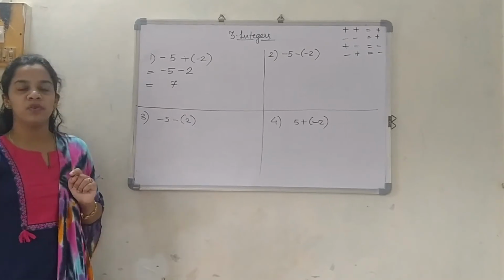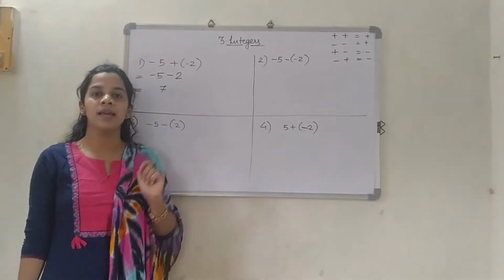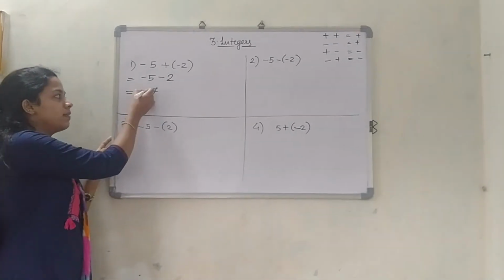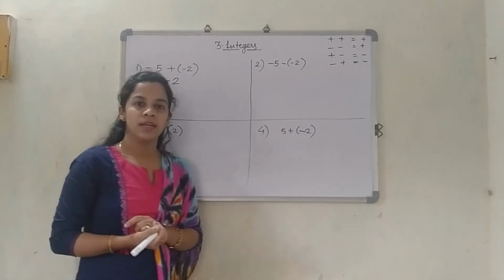Focus on the bigger number. Which is the bigger number here? Yes, 5 is the bigger number. And what is the sign of 5? It is minus. So the answer will also have minus 7.